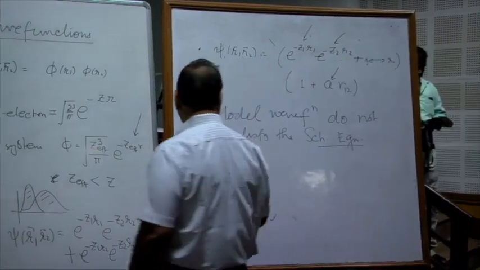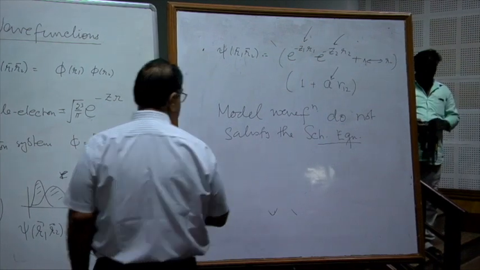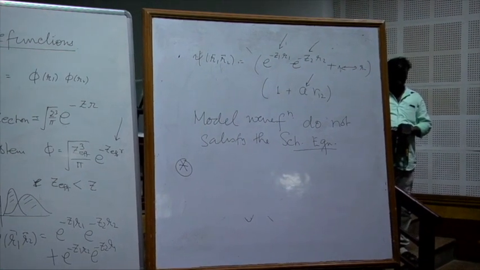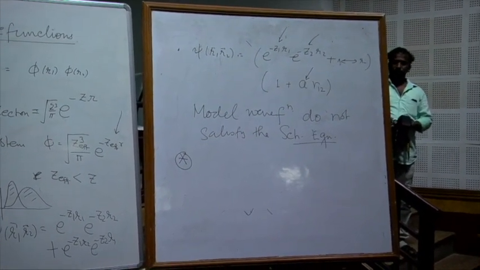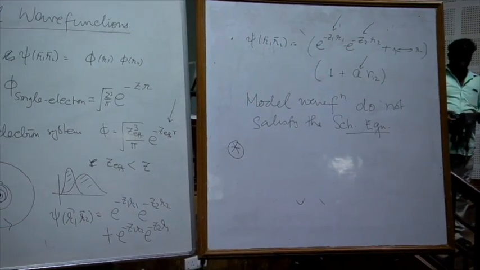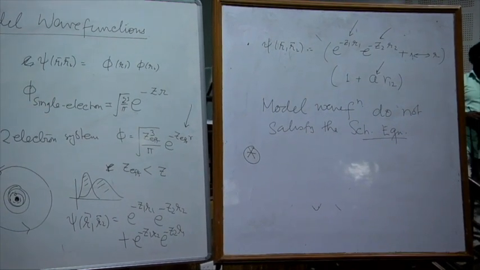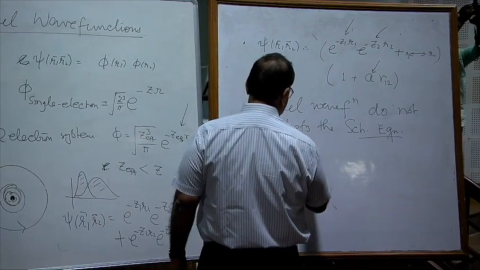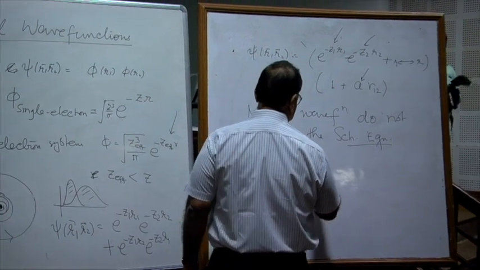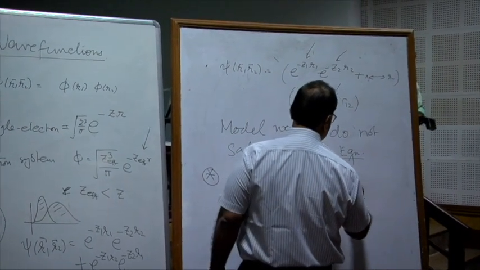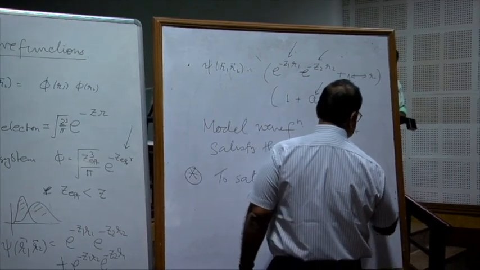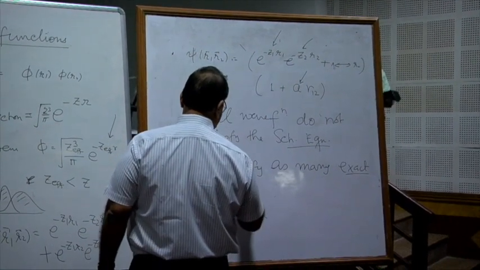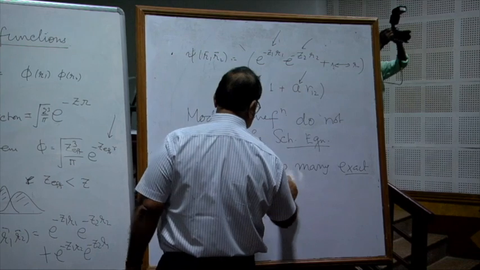So there are different ways of doing it. One, by the way, whatever I'm doing right now, in DFT, whatever I do to the wave function gets transferred to functionals. Whatever I do here to this wave function, I do to the functionals in DFT. So one way is to satisfy as many exact conditions as possible.